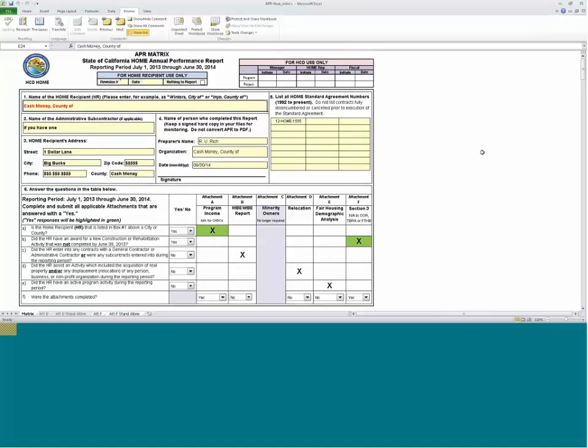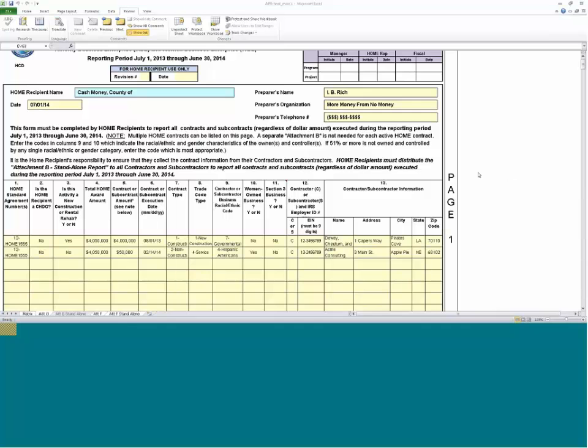We're going to talk about attachment B. Again, most importantly, we need to read the instructions and follow the instructions, and we'll get to where we need to be. Let's go through that just for grins' sake.